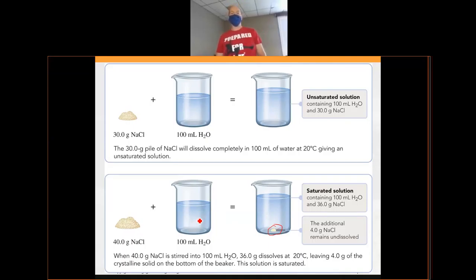So an unsaturated solution, when you're talking about sodium chloride, which is colorless when it dissolves, a salt solution and pure water are going to look exactly the same if it's unsaturated. But when it's saturated, you're going to have solid at the bottom. So it's easy to find out if your solution is saturated or not. If you've got solid at the bottom, it's saturated. If you don't have solid at the bottom, it is unsaturated.